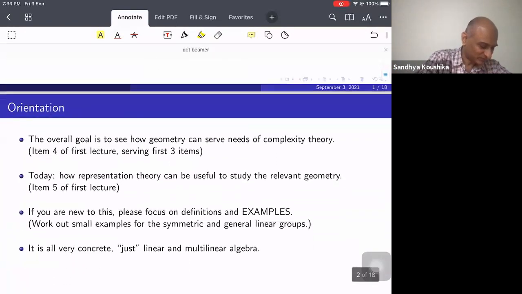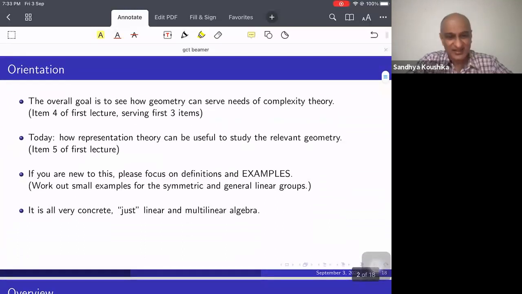Okay, so going back to the very first lecture, which I will need to visit again and again as we go through this. This is my understanding that the first three items that were introduced, that's what we require, that's what is our goal. And geometry is going to be in the service of complexity theory.